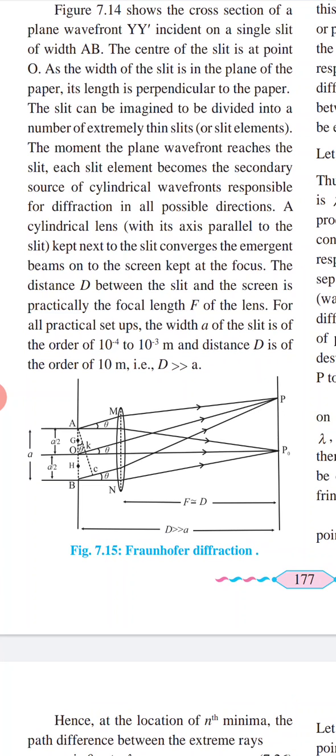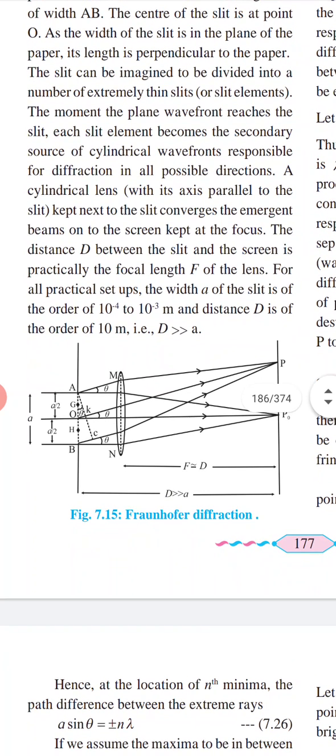Now consider any pair of points equidistant respectively from A and O, such as G and H separated by a distance a by 2 along the slit. Rays from any such pair will have a path difference of lambda by 2 at P. Thus all such pairs of points between AO and BO will produce destructive interference at P. So this makes point P the first minimum.